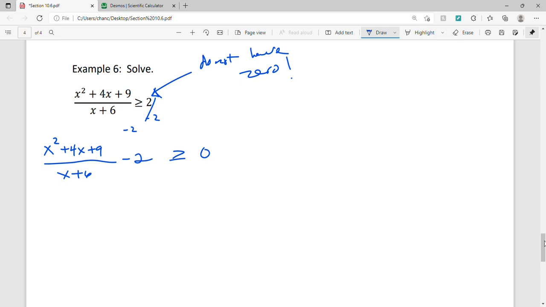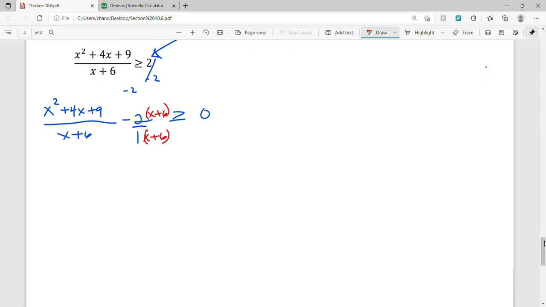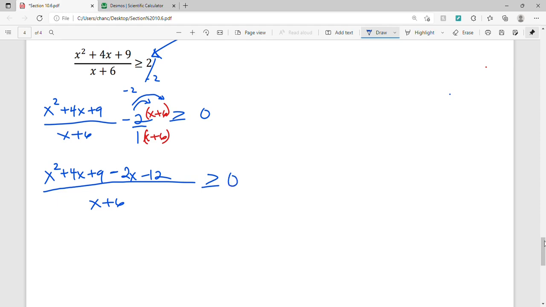We have a fraction minus a whole number. We'll make that into a fraction. How do we add these two? Well, we need common denominators. That means I'll have to multiply x plus 6 to the top and to the bottom of the negative 2. This gives me x squared plus 4x plus 9 divided by x plus 6 on the bottom, since we have common denominators, and we could distribute this negative 2. This gives us a negative 2x minus 12 on top, and it's still greater than or equal to 0.